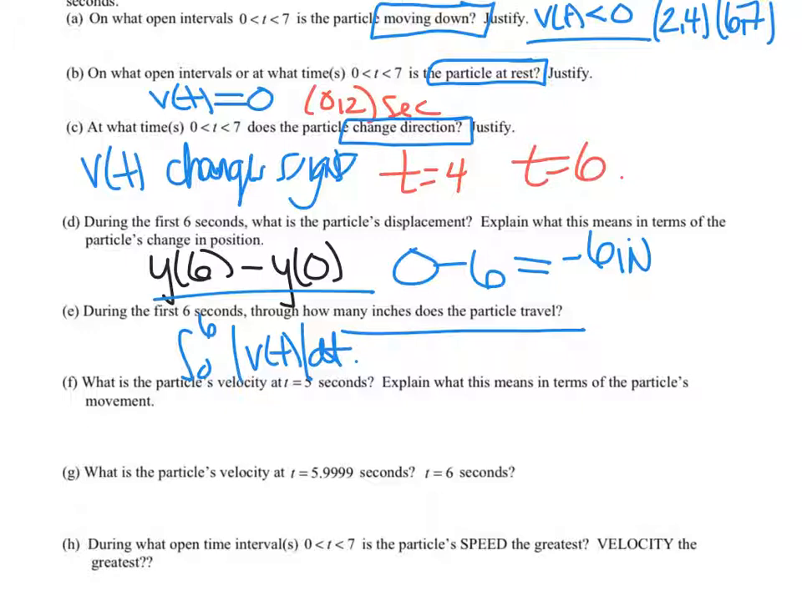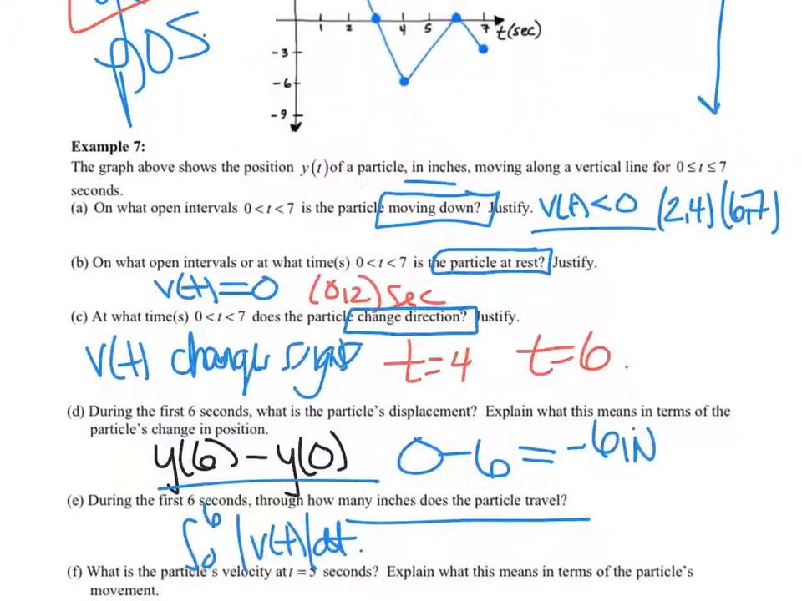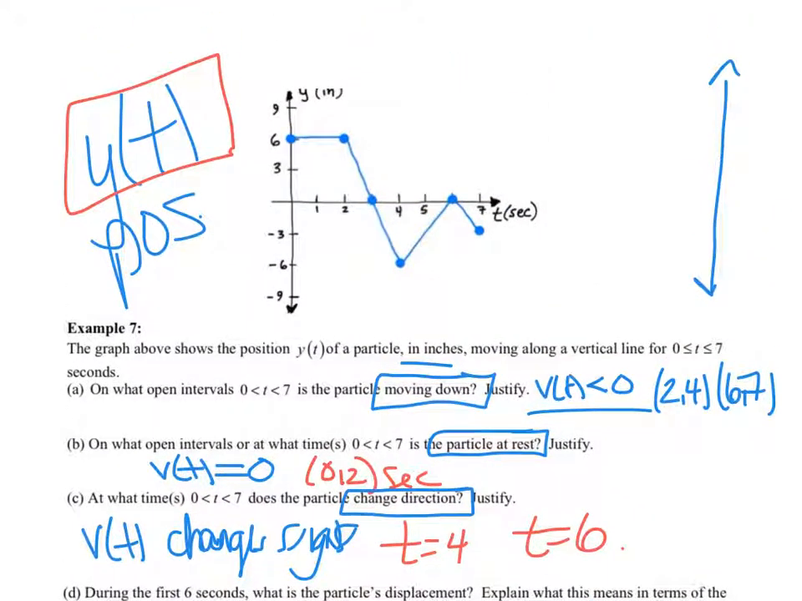F, what is the particle's velocity at t equals 5? Explain what this means in terms of the particle's movement. So I'm going to go back to my picture, and remember this is position, and I want the velocity at 5. So I'm basically saying, what is the slope at 5? Well, remember, 5 falls on this line, so anybody on that line is going to have the same slope. So I basically just need to find the slope of that line.